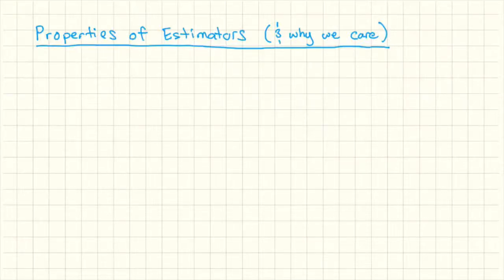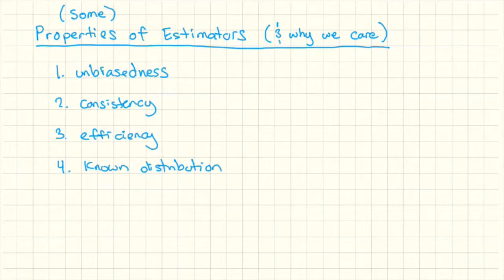In this video, we're going to talk about properties of estimators and why we care about those properties. I should say that these are only some of the properties that an estimator might have. We're going to talk about unbiasedness, consistency, efficiency, and whether or not the estimator has a known distribution.